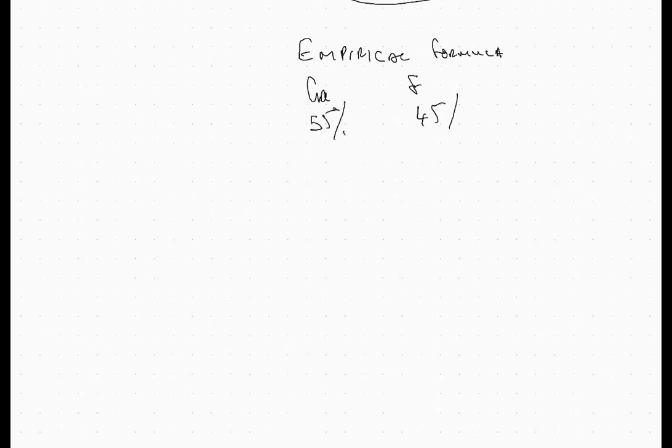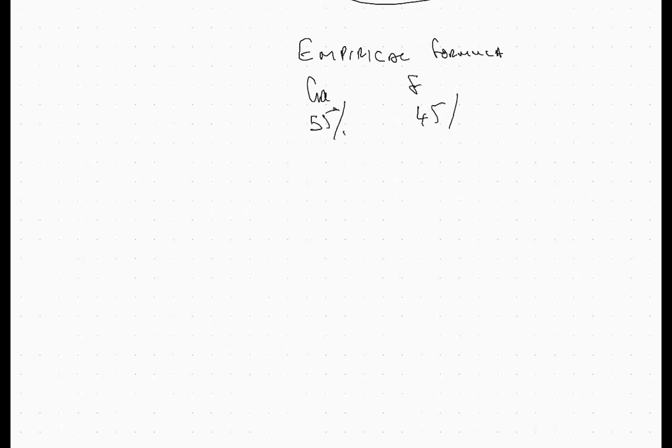Determine the empirical formula of the compound. Okay, so they're asking again to determine the empirical formula, but what they have given is just the percentages of the elements available in a compound. So you write the elements they have given, gallium and fluorine in this case. So 55 and 45. These are the percentages. Write 55, 45, and divide by the respective molar masses.